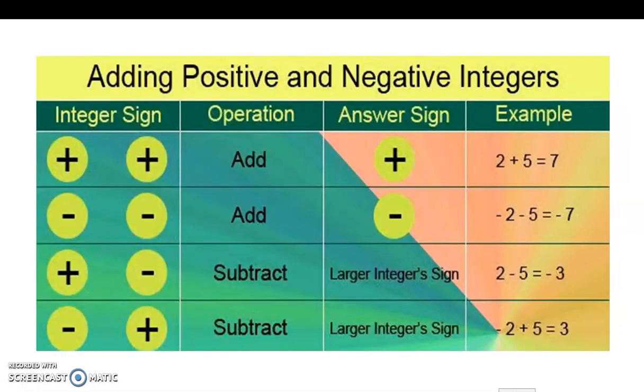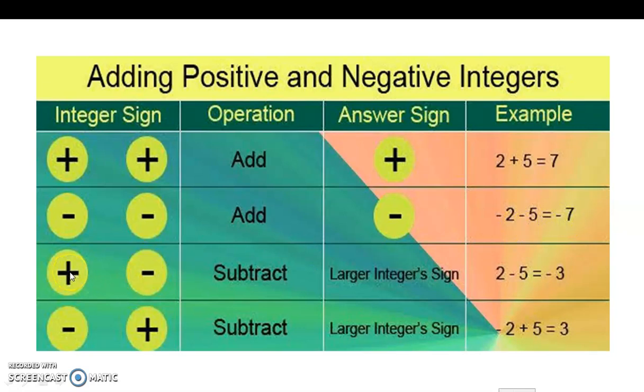So quickly, just to summarize how to add positive and negative integers, we'll check the sign of the integers. If both the integers are positive, we will add and we will put the positive sign. The common sign was positive. Example, 2 plus 5 is equal to 7. If both the integers are negative, then also we will add and we will put the common sign, which was a minus sign. For example, -2 and -5, we will add. 2 plus 5 is 7 and the common sign was minus.